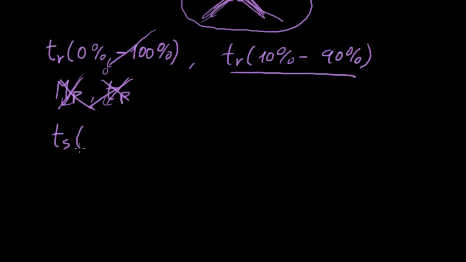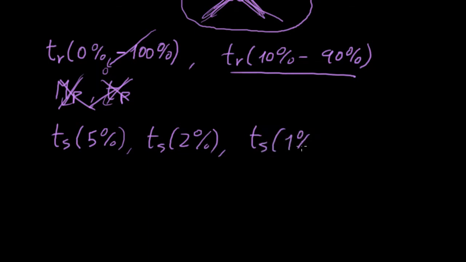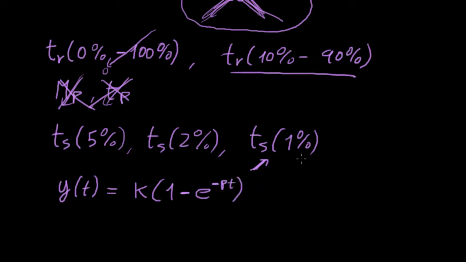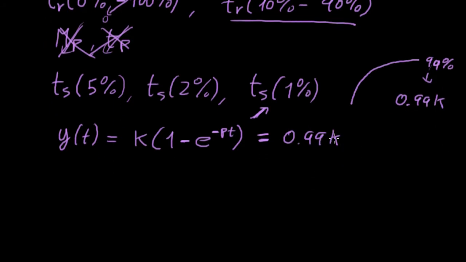But we can talk about the settling time at 5%, or maybe settling time at 2%, or even settling time at 1%. And I'm going to show you how to calculate this one, and you can do it for all the rest. If we know that y of t is equal to k times 1 minus e to the minus pt, and we want to know when the output is 99% of its final value, that is 0.99k, well, we make this equal to 0.99k. And now this k cancels out with this k.